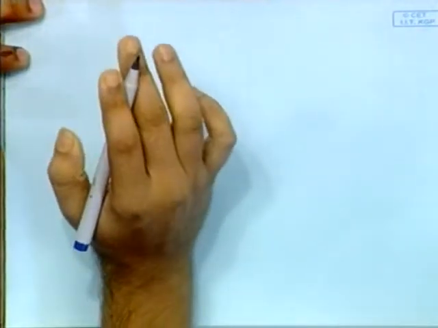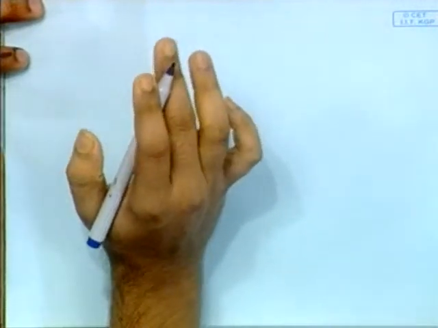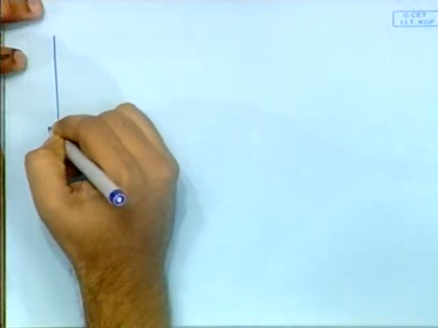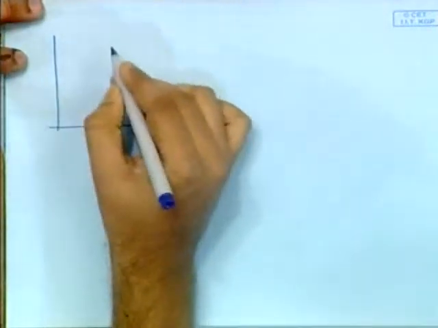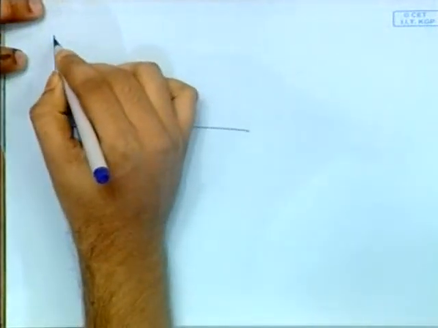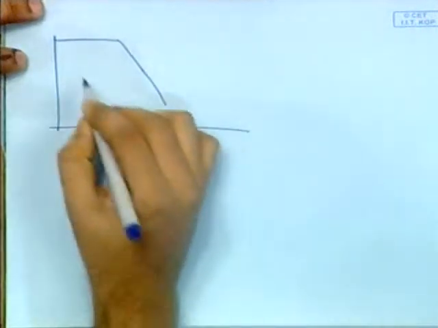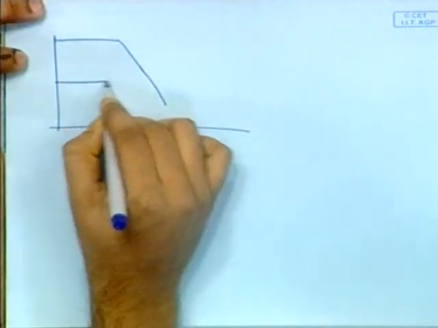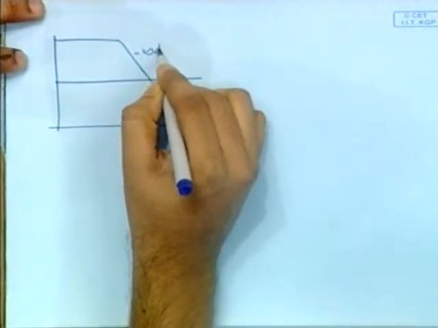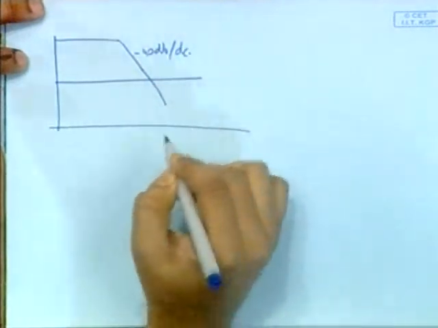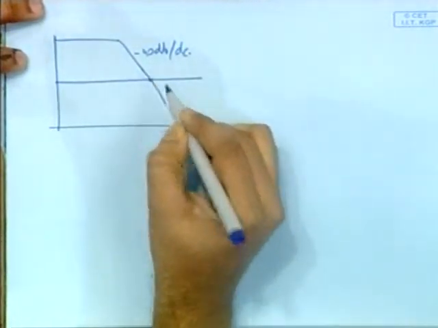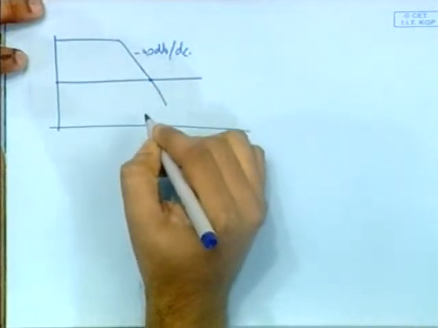I will just do it as a very general example. I won't take any particular system and pole placements and all. Suppose this is the system that I will consider. Some basic rules of thumb I will discuss. So this is minus 40 dB per decade, say, and at this point, what will happen?